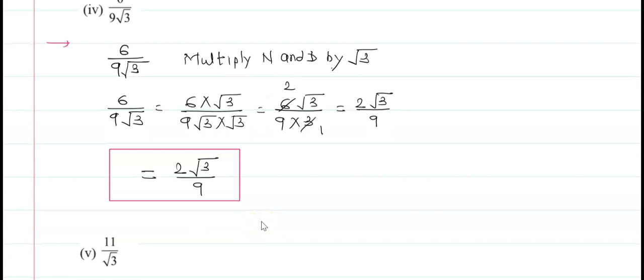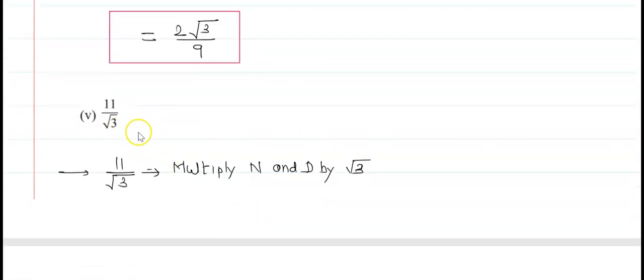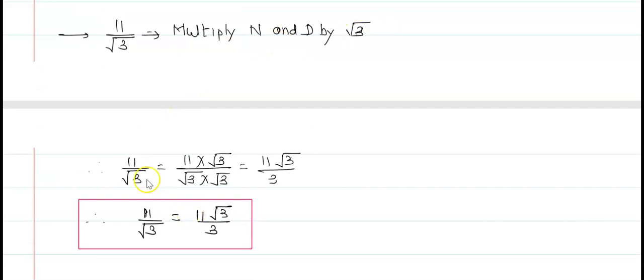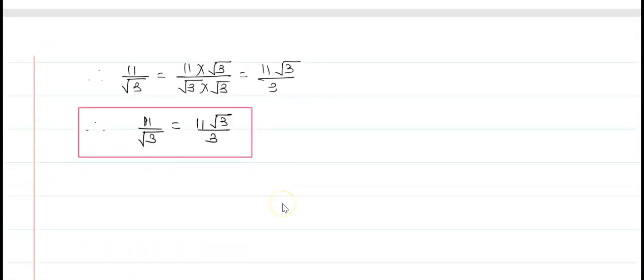Now the next question is 11 upon root 3. This is again very simple. Multiply numerator and denominator by root of 3. That is 11 upon root of 3 equals 11 into root 3 upon root 3 into root 3, and root 3 into root 3 is 3. So 11 root 3 upon 3. This is the number where the denominator is rationalized.